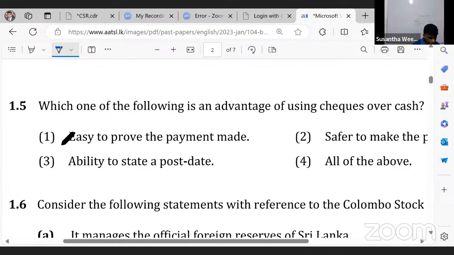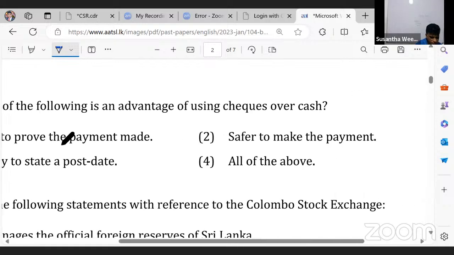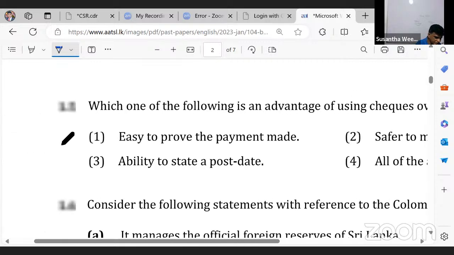We can keep a copy of the check. Also, there's a payment voucher and there's a counterfoil. Then we can definitely say. And another thing is this check transaction goes to the bank statement. Then definitely we can prove that by reconciling the bank statement and the checkbook. Safety to make the payment. That is safe once we compare with cash.